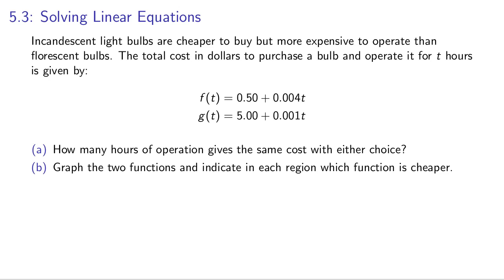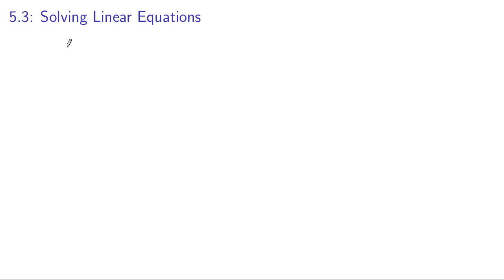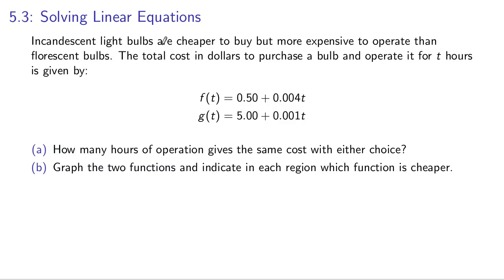A linear equation is just an equation where we have two linear expressions equal. Just like it says in the name, linear equation. If we have one linear expression, 3x plus 7, and we set that equal to some other linear expression, 7x plus 3, we want to be able to solve this kind of equation. So let's do an example.